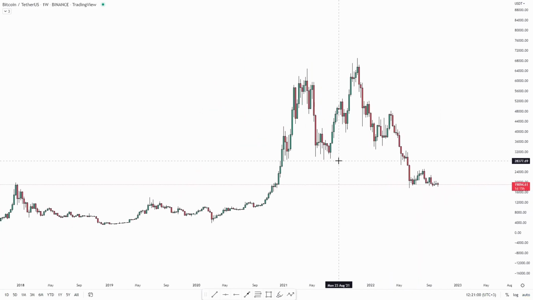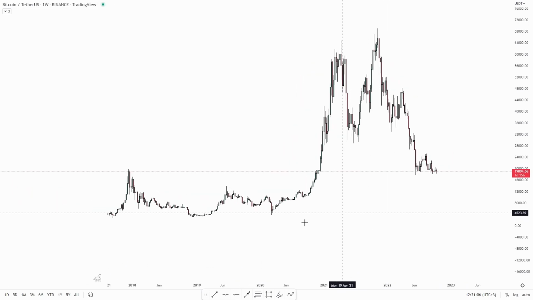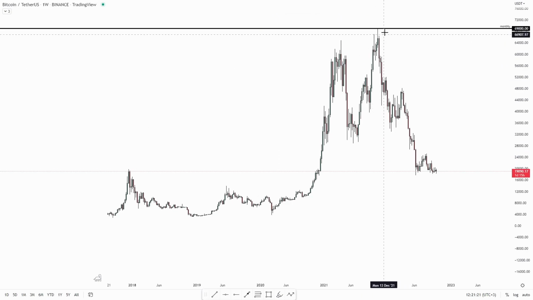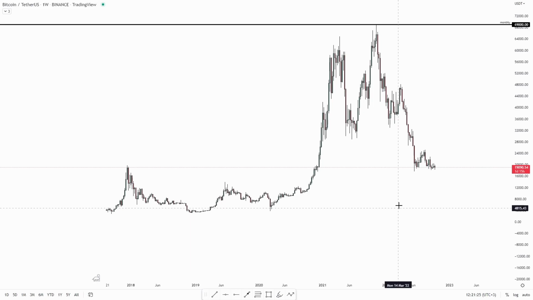So let's see what we have here, which is gonna be our weekly level of resistance. Obviously, it's gonna be the highest point ever the Bitcoin has made. It's 69,000. This is our monthly level. This is the historical point that the price has ever been.